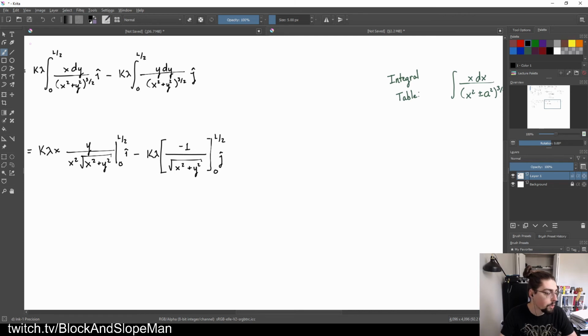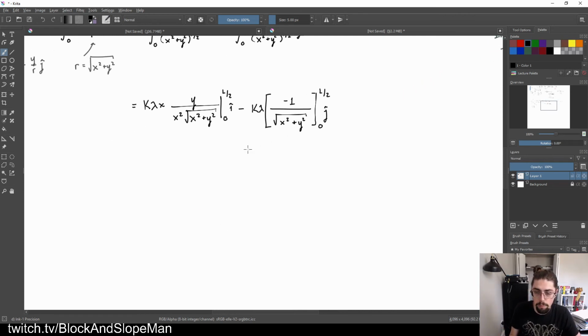Okay, we are almost there. So let's go ahead and plug this stuff in, and what we should find for this one, the 0 term is 0, right? Y is equal to 0 means that this whole term goes to 0, so we're only left with k lambda L over 2 divided by x square root x squared plus y squared. Here is our x component.